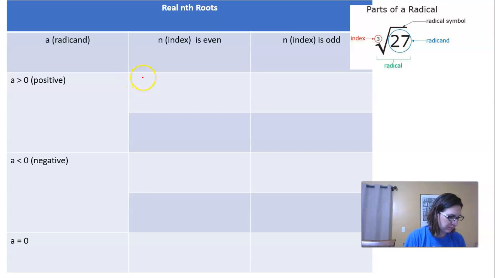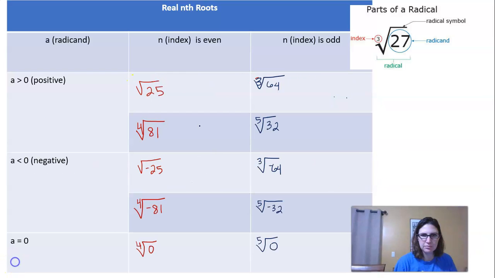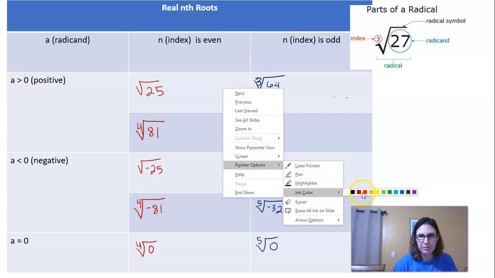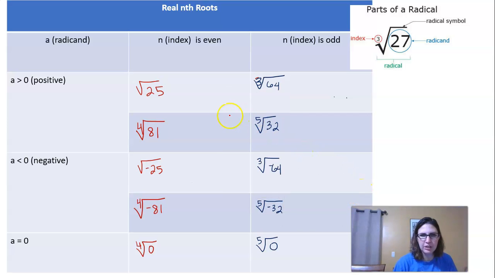All right, so I have some examples for you guys I want to show you. And I think once we kind of look over the examples, it'll make a little bit more sense. Okay, we're going to try these examples right here. We want to start going over this section over here on the left where we have an even index and we have a number greater than 0 inside the radicals.